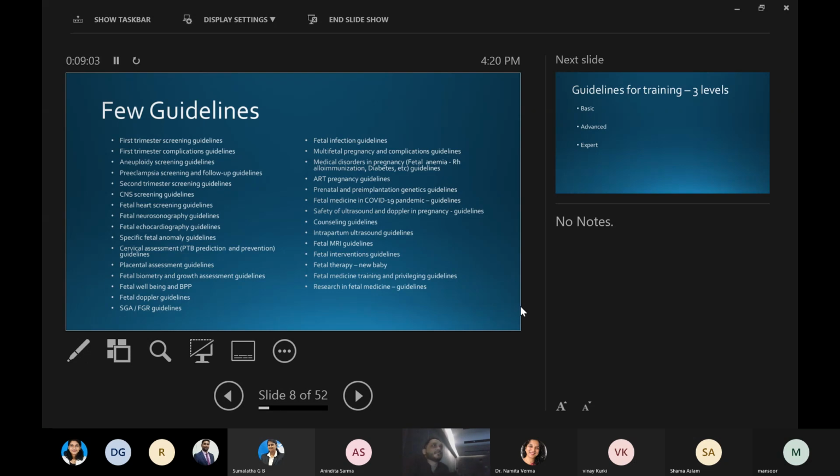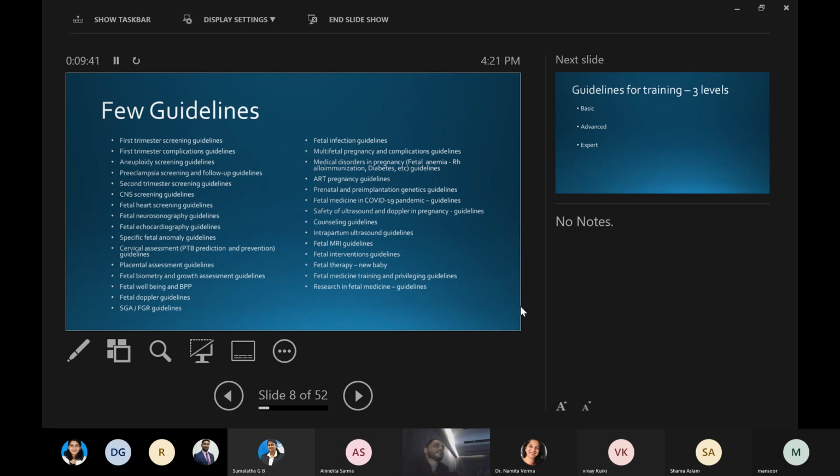So medical disorders in pregnancy, fetal anemia, maternal diabetes, all these things have a separate set of guidelines. Assisted reproductive technology pregnancy, there are separate guidelines. Prenatal and pre-implantation genetic guidelines. Prenatal is something we'll be discussing today, the aneuploidy screening. Pre-implantation genetics, it refers to the PGT-A, PGT-M, and PGT-SR, that is for aneuploidy, monogenic disorders and structural rearrangements. There is a separate guideline for those things.